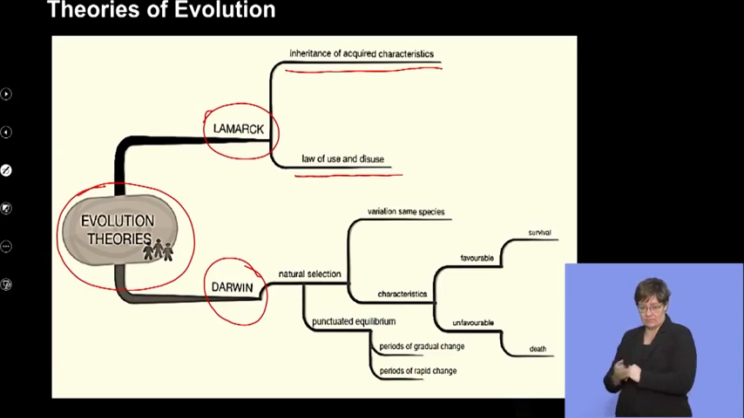We'll look at Darwin and his natural selection later, as we've already said, and then we'll have a look at punctuated equilibrium. So we'll have a look at these two later.